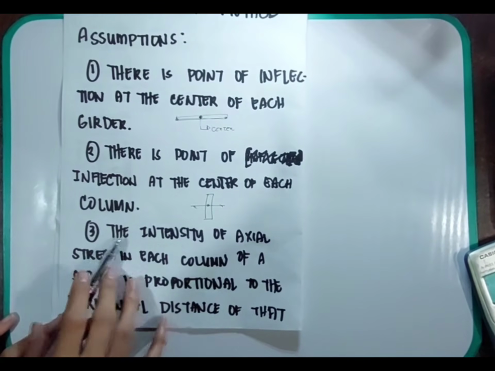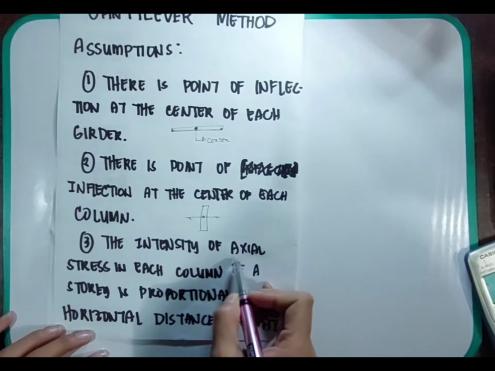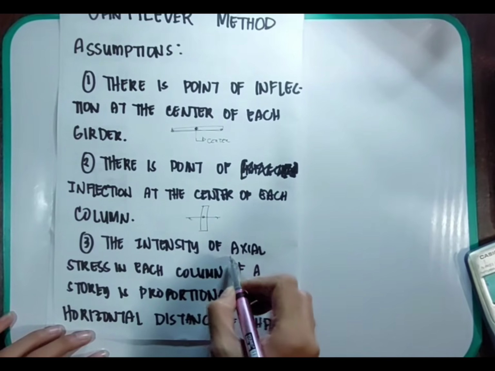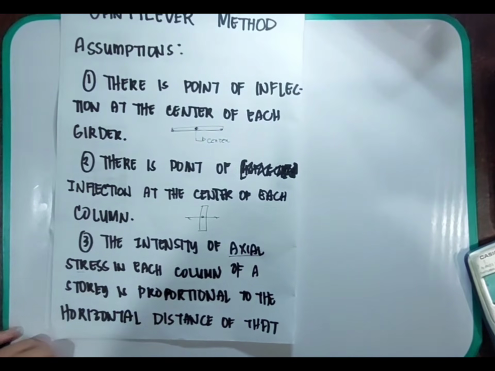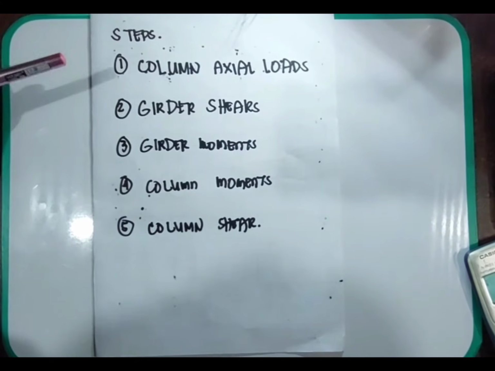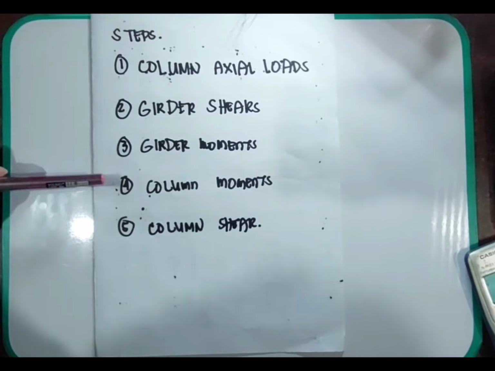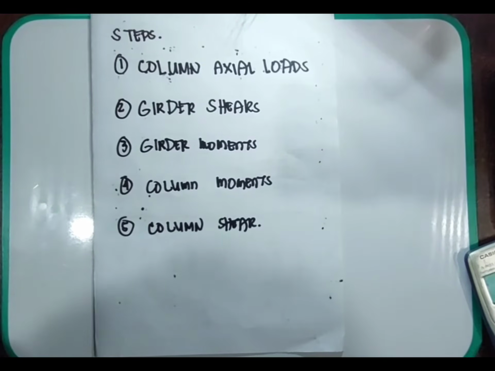Next, intensity of axial stress in each column. Doon sa previous video ko, meron na tayong axial loads na kinompute na gagamitin natin as your step. So, ano-ano yung mga step natin para sa cantilever method natin? So, we have 5 steps. Number 1 is column axial loads. Number 2, girder shears. Number 3, girder moments. Number 4 is column moment. And last is column shear.